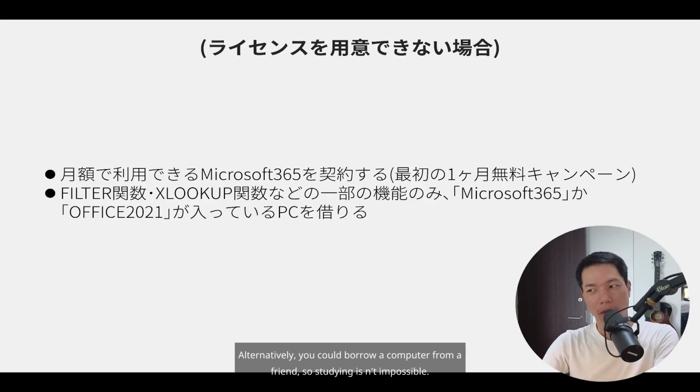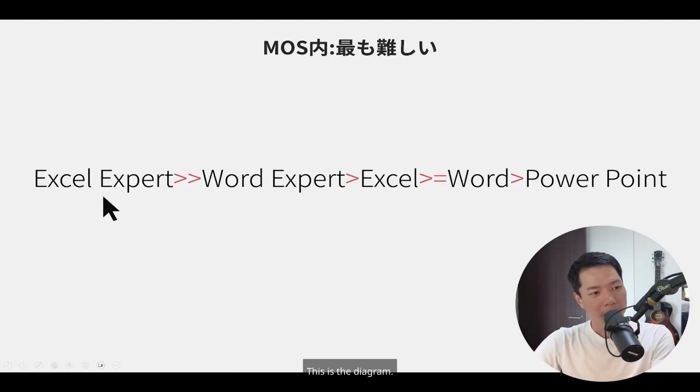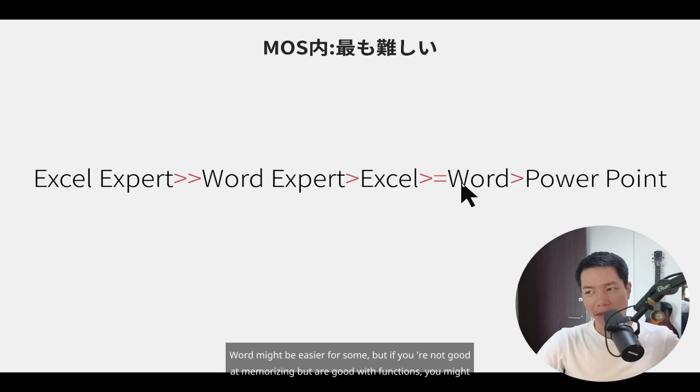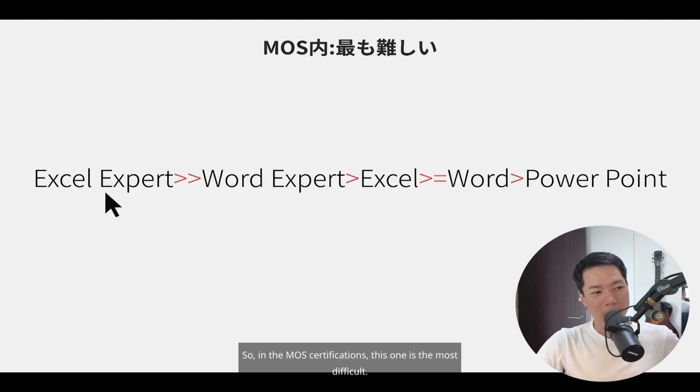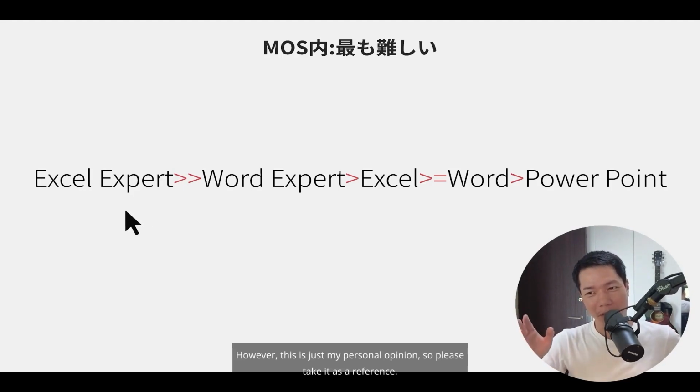Alternatively, you could borrow a computer from a friend, so studying isn't impossible. This is the diagram. Excel expert. Word might be easier for some, but if you're not good at memorizing but are good with functions, you might find Excel easier. It's a close match, but when it comes to the advanced levels of Excel and Word, Excel expert is harder, because it deals with more complex functions. So in the MOS certifications, this one is the most difficult. However, this is just my personal opinion, so please take it as a reference.